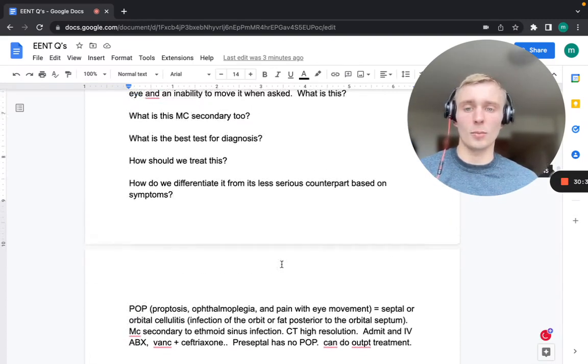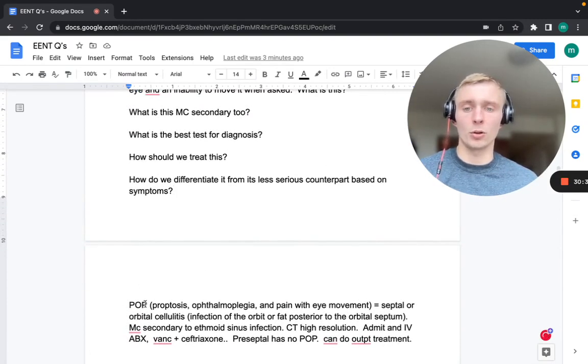So how I remember it is POP: proptosis, ophthalmoplegia, and pain with eye movement. Those are the three things in the vignette that we saw. POP indicates septal or orbital cellulitis, which is much more serious. It is an infection of the orbit or the fat posterior to the orbital septum. The most common cause is secondary to ethmoid sinus infection.